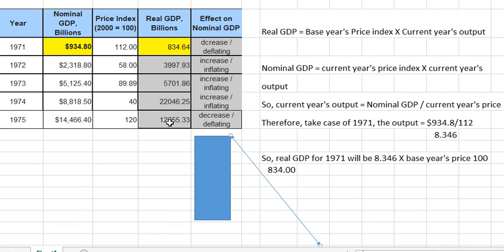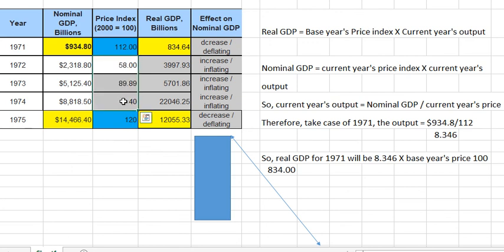And for 1975 also, the real GDP number is a decrease relative to the nominal GDP. So as you can see, for these 2 years the real GDP numbers were a decrease, and these are the years where price indices were greater than the benchmark year's 100. So 120 is a greater number than 100, and 112 is also bigger than the base year's price index. So therefore, we found that if the current year's price index is greater than the base year's price index, then the real GDP number will be smaller than the nominal one. Just like 834 is smaller than 934, and 12,055 is smaller than 14,466.